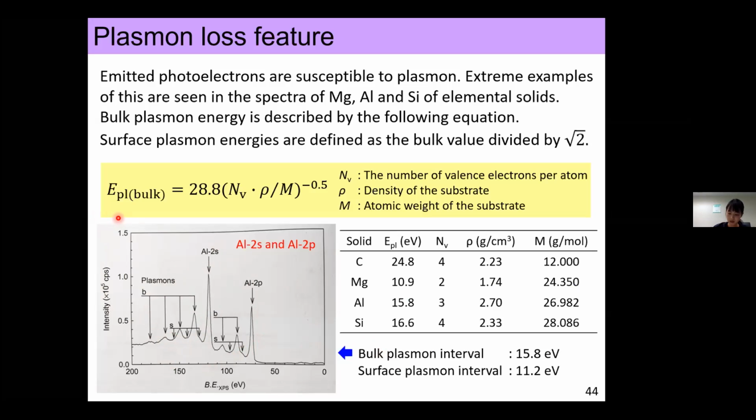The bulk plasmon energy is described by this equation. Here, N_V is the number of valence electrons per atom, rho is the density of the substrate, and m is the atomic weight of the substrate. For the surface plasmon energy, please divide the bulk plasmon energy by root 2. The calculated bulk plasmon energy for aluminium was 15.8 electron volts, which corresponded to the actual interval of these peaks, 15.8 electron volts.